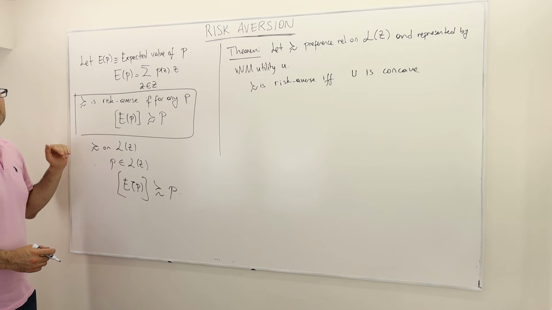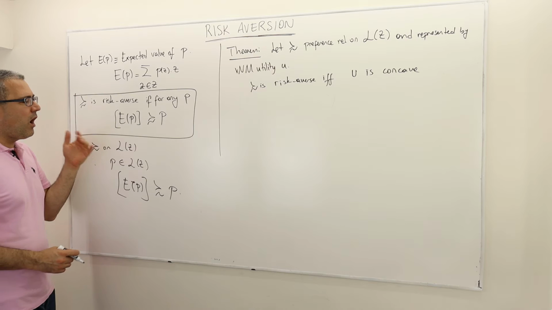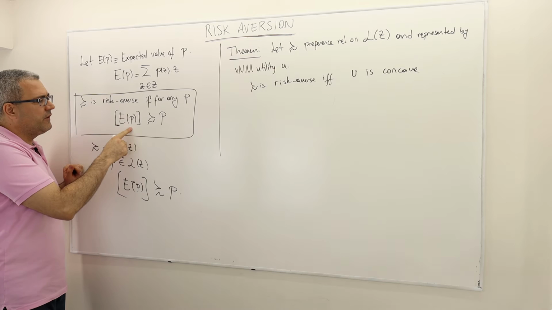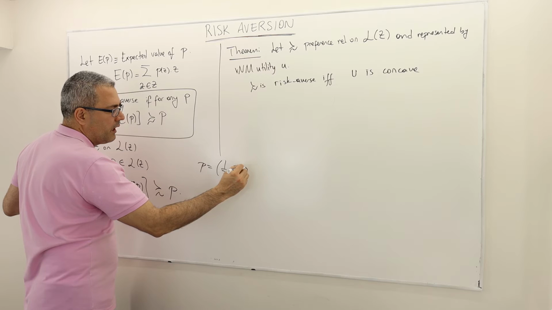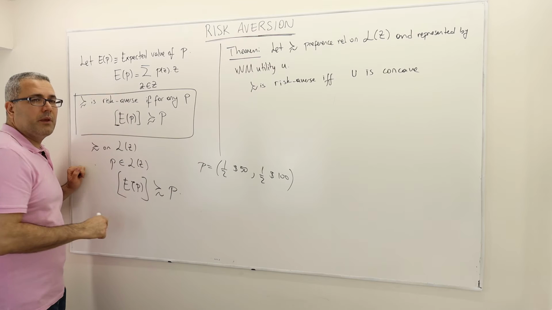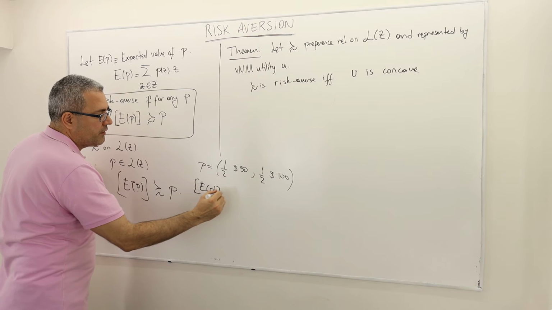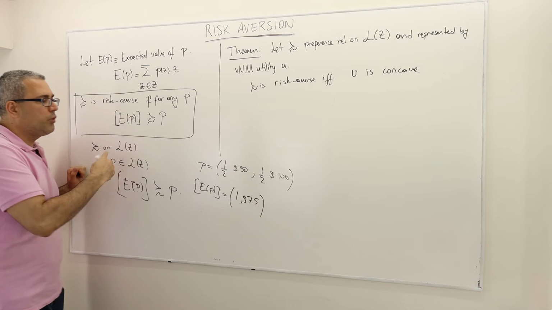Why the concept of risk averse? Because we're asking this person to compare two lotteries. On the one side, it's lottery P, for example, half a probability you're going to win $50 and half a probability you're going to win $100. You're comparing it with another lottery, E of P, which is basically this: with probability 1, you're going to win $75. Which one do you prefer?